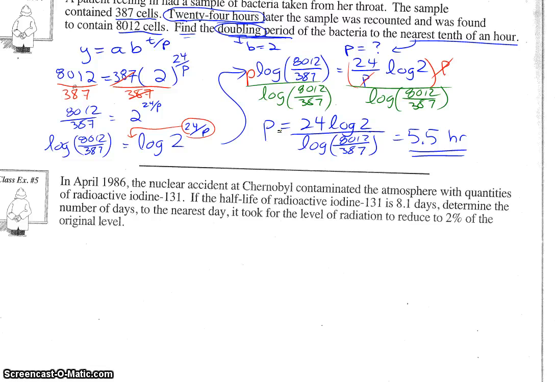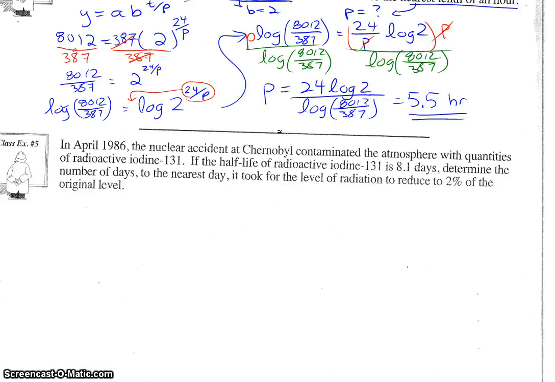April 1986, a nuclear accident at Chernobyl contaminated the atmosphere with quantities of radioactive iodine-131. If the half-life of radioactive iodine is 8.1 days, okay, that's our p-value. Notice the time unit on it, and they mentioned half-life, so half-life means that our b value is going to be 2 in the equation. Let's just write that down. Okay. Determine the number of days.